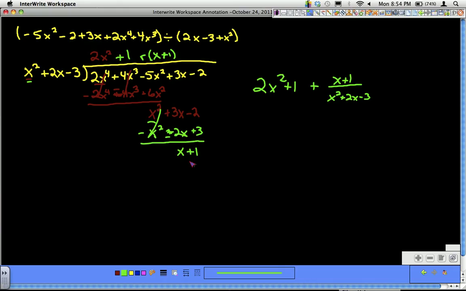Now you've done all this work, it's probably worth checking. So one thing you maybe do is take this answer, 2x squared plus 1, times our divisor, and whatever you get, add x plus 1 to it, and you should get the number we started with here.